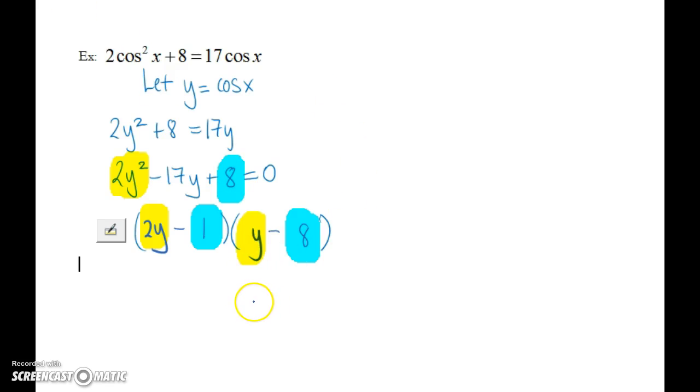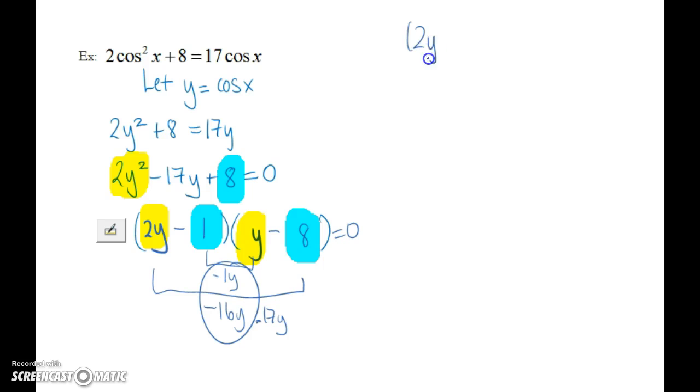So let's check to see if this is actually correct. Well, yellow times yellow makes yellow. All right, blue times blue makes blue. And let's see if we can get negative 17y by multiplying an outer pair here. That's negative 16y. And the inner pair, negative 1y. And these two add up to negative 17y. And that matches our middle term, and so we know that our factoring is correct. So we have the factors 2y minus 1 and y minus 8 equal to 0.